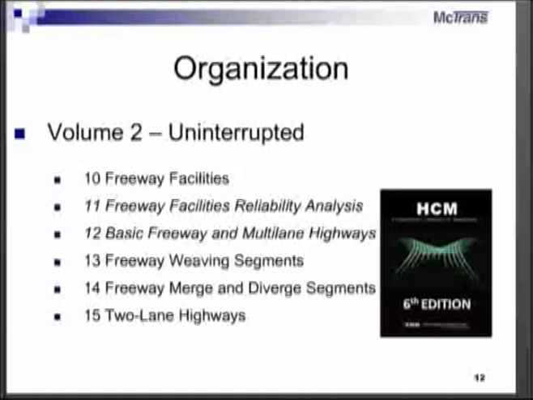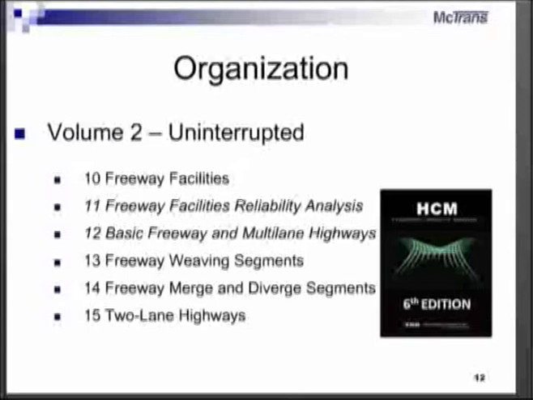Volume 2, I've put in italics a couple of things that changed more dramatically here. Chapter 11 is added to show the travel time reliability procedure for freeways. That's Chapter 11. Chapter 12 I've italicized to draw attention to the fact that basic freeway segments and multilane highways have been combined into one chapter. Their procedures have always been very, very similar, and so that lent itself to put them together into one chapter.